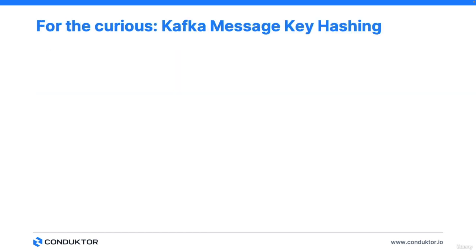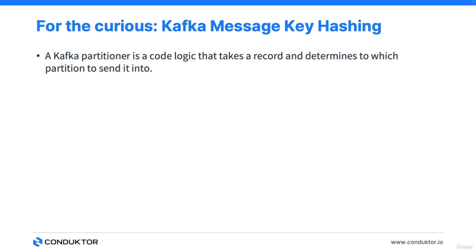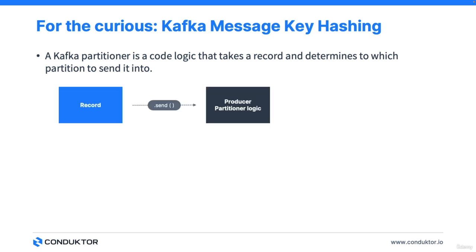Just for the curious, for those who want to understand how the message keys are hashed, and this is more advanced, okay, just for those who are curious. If you're not, you can skip this. But there is something called a Kafka partitioner, which is a code logic that will take a record, a message, and determine to which partition to send it. So when we do a send, the producer partitioner logic is going to look at the record and then assign it to a partition, for example, partition 1, and then it gets sent by the producer into Apache Kafka.